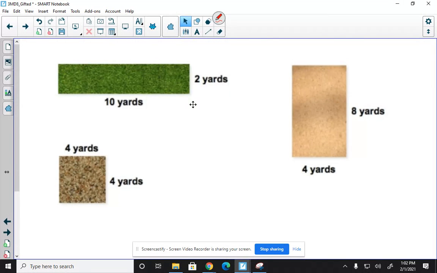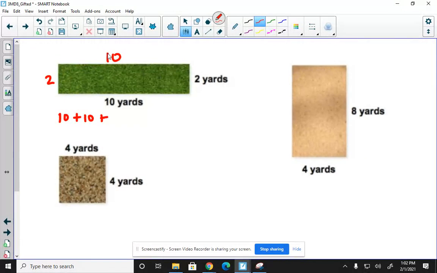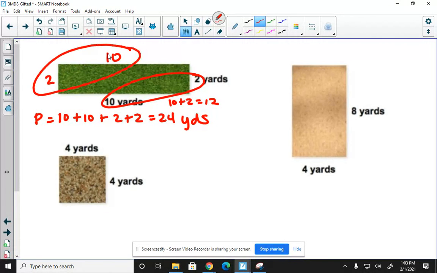Perimeter is the distance around a shape. If the bottom is 10, the top is 10, if the right is 2, the left is 2. So if you needed to add 10 plus 10 plus 2 plus 2, that is 24 yards for the perimeter. I was telling them in class, if you have 2 of the sides, you can add those 2 together and then double that, because that will be what the other 2 sides are, just a duplicate addition sentence. So when you find those sides, 12 and then 12 plus 12, if that makes sense. If not, just add all the sides like we've been doing.